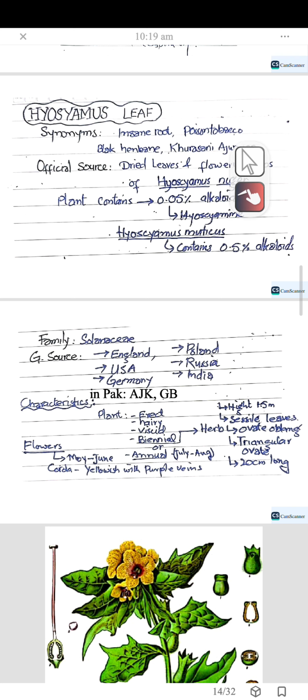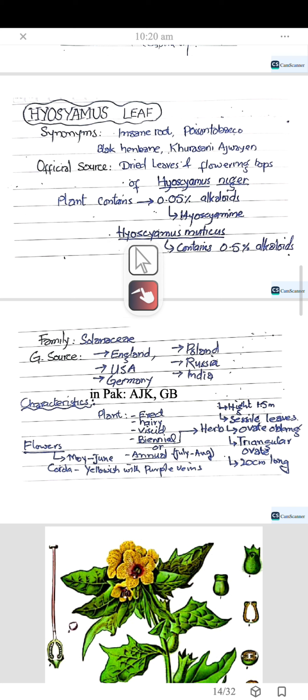Khurasani ajwain is the Urdu name for this plant. Ajwain Khurasani is also the Urdu name for this plant. The official source of this plant is dried leaves and flowering tops. These are the parts used of this plant: dried leaves and flowering tops. The botanical name of this plant is Hyoscyamus niger, and this plant contains 0.05% of alkaloidal content, mostly hyoscyamine.